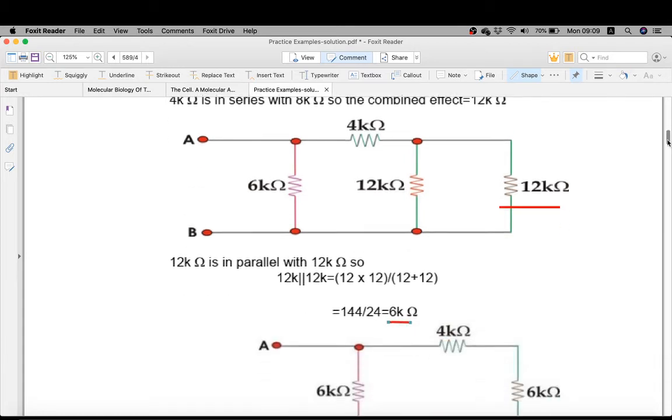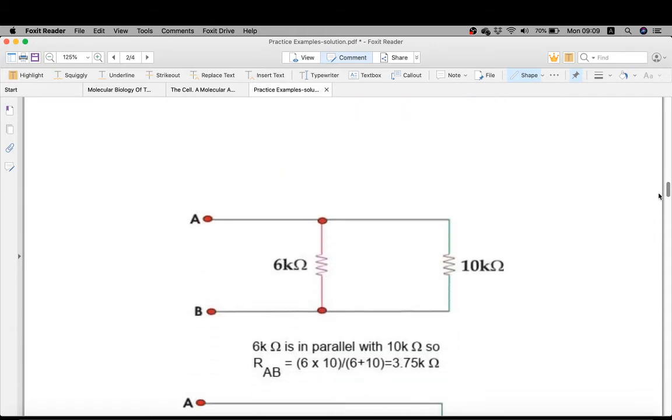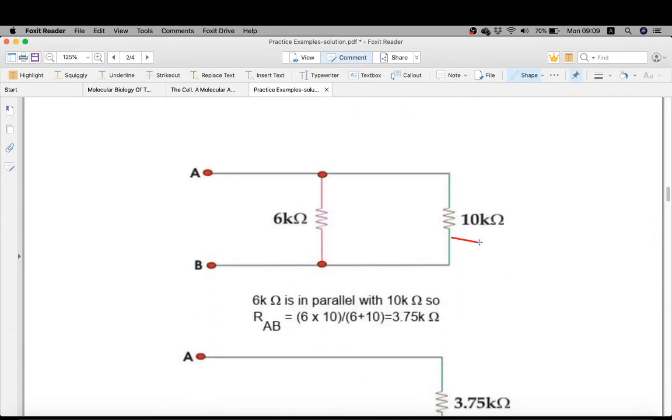So now the remaining three are 6, 4 and 6. 6 and 4 are in series with each other, so we will just add them and it will be 10 kilo ohm. Now the remaining two are 10 kilo ohm and 6 kilo ohm resistors. We take the reciprocal for that: 6 into 10 divided by 6 plus 10. So the answer is 3.75 kilo ohm. So the total resistance of this circuit is 3.75.